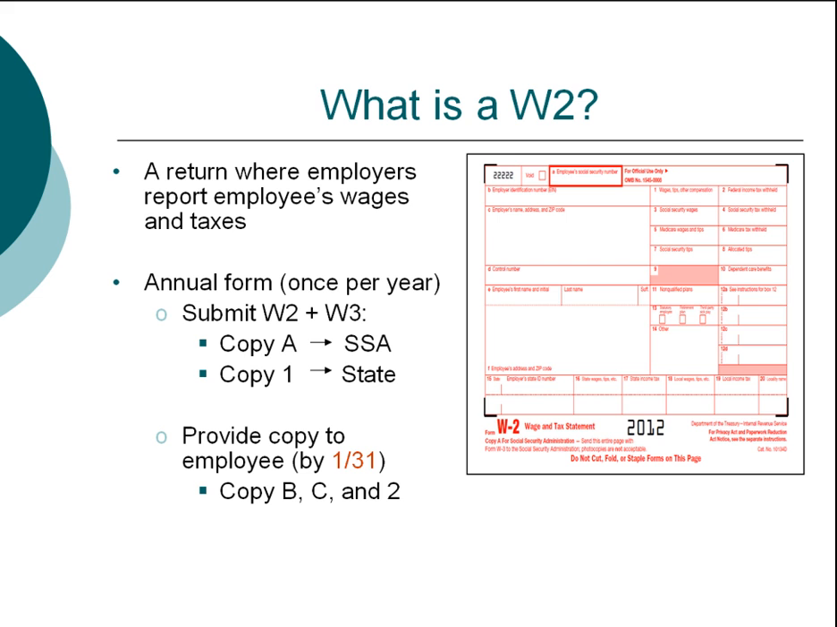The W-2 is an annual return where employers report employees' wages and taxes. The form is filed once a year, and the employer must submit copy A of their W-2 and W-3 to the Social Security Administration. Also, every employer must provide a W-2 copy to each employee by January 31st.